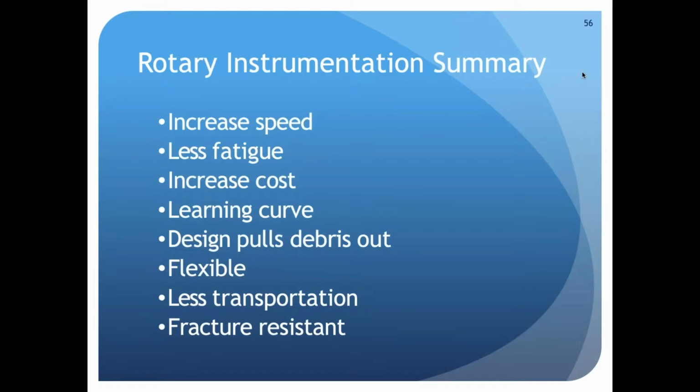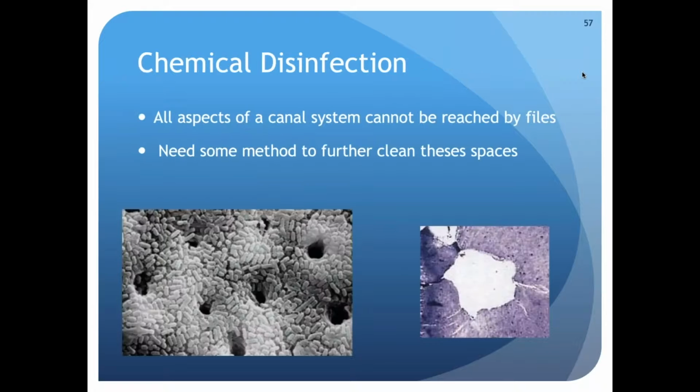So some of the benefits of rotary instrumentation: it's going to be faster, with less fatigue. It is going to cost a little bit more, and there's a bit of a learning curve. Like I was talking about the crown down, it's designed to pull the debris out and not push it out. They're very flexible, so less transportation, and they're going to be a little bit more fracture resistant, but these can break. Even a brand new file could have a defect and break, so you want to be very careful with these.